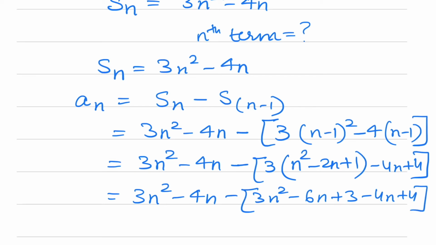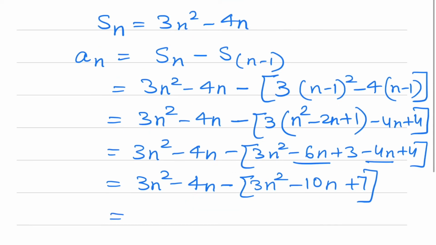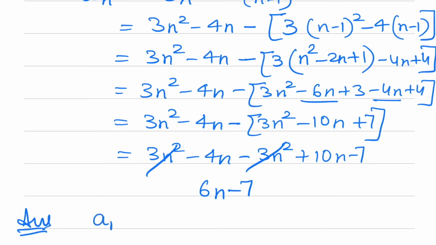4. This is equal to 3n square minus 4n minus 3n square minus 10n, this and this, and 4 and 3 is 7. Now this is equal to 3n square minus 4n minus 3n square plus 10n minus 7. 3n square minus 3n square gets cancelled. 10n minus 4n will give me 6n minus 7. Therefore answer, nth term or an is equal to 6n minus 7.